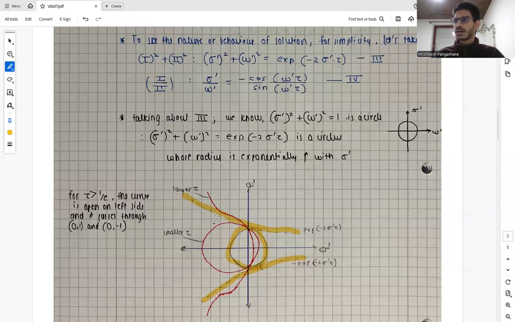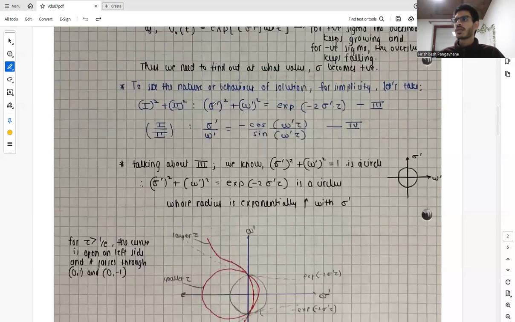So this curve is for the smaller tau, but when the value of tau is very large, the convergence point shifts to infinity. This is how the curve will look for larger values of tau. Basically, for larger values of tau, this part shifts towards the origin, and the curve represented in red lines is the curve for equation 3.